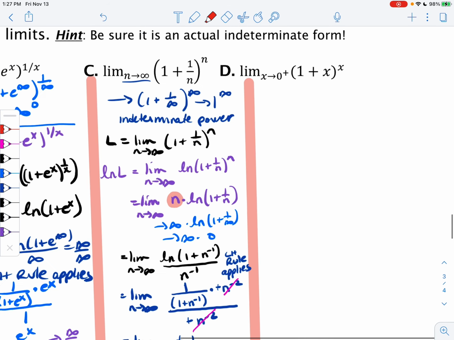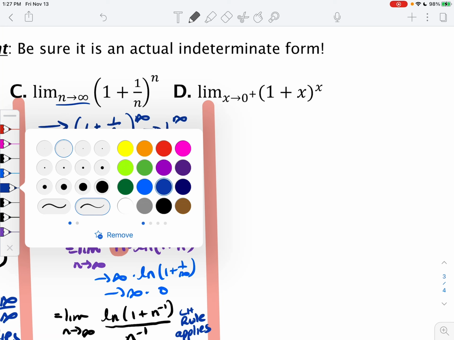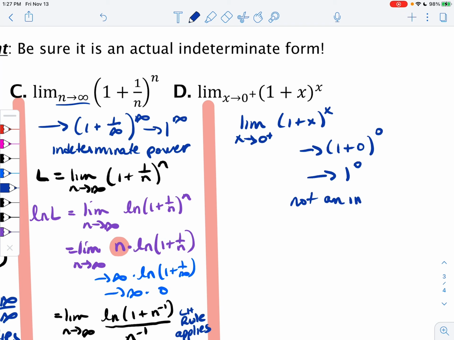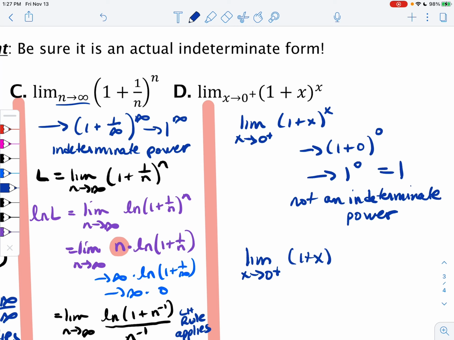All right, and finally, this problem here, where's this limit going? This limit as x goes to 0 from the right of (1 plus x) to the x is going to 1 plus 0 to the 0, and that is going to 1 to the 0. That is not an indeterminate power. One to the 0 equals 1. So our limit as x approaches 0 from the right of (1 plus x) to the x is just going to 1.